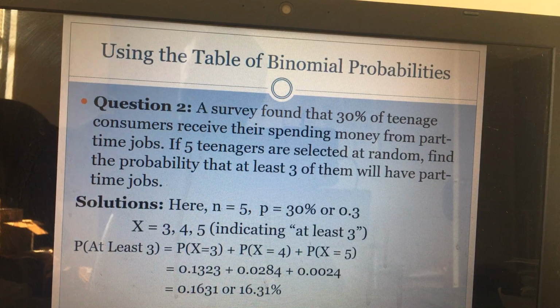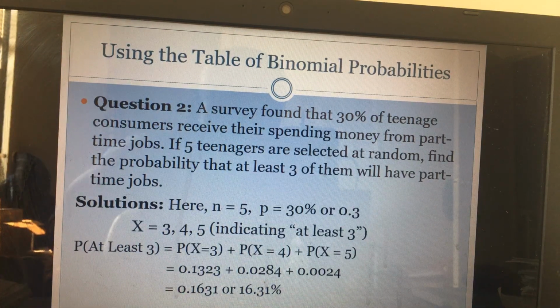Okay? Interesting, isn't it? So this concludes our lecture today, and I hope you enjoyed it. In my next lecture, I will show you how to calculate the binomial probabilities using Excel, which makes it even easier. Okay? Before we then start doing mean, variance, and standard deviation of binomial probabilities.